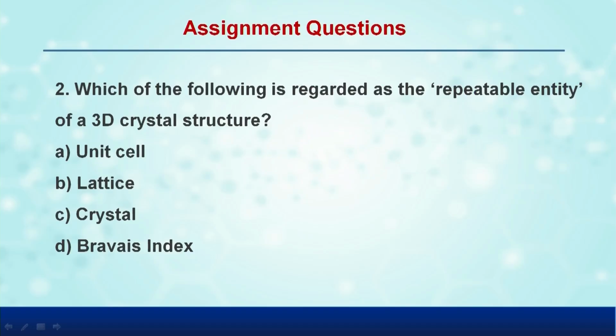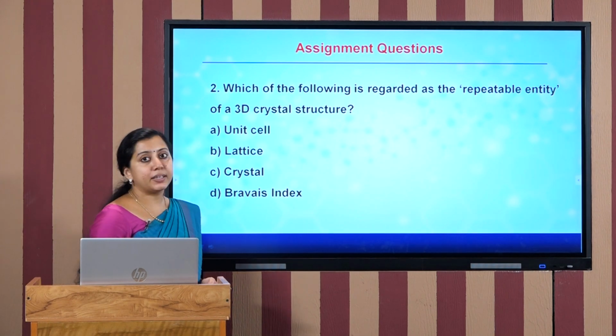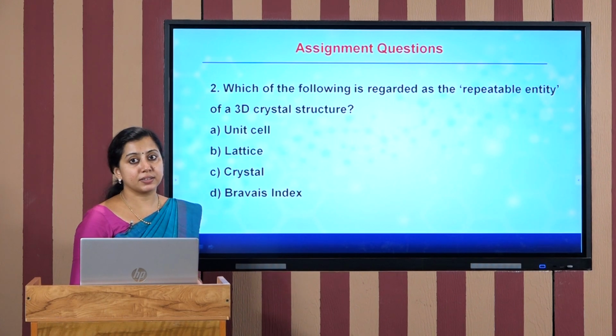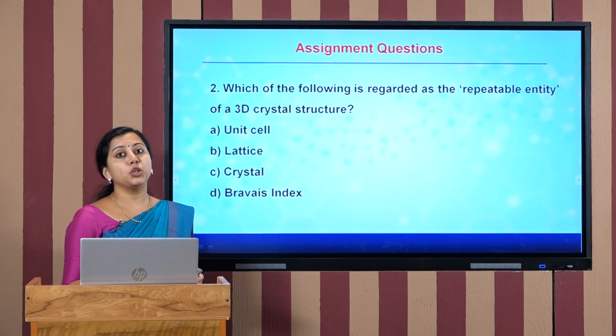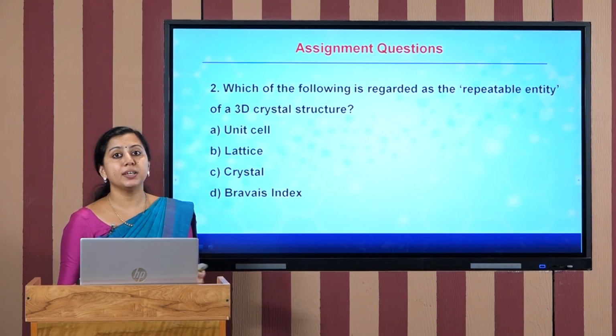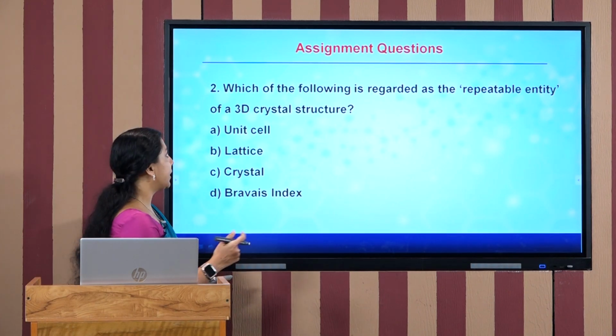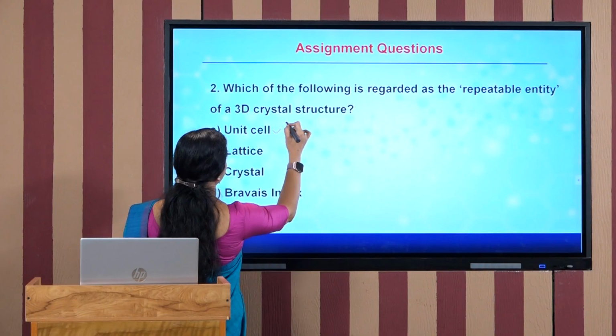Second question, which of the following is regarded as the repeatable entity of a 3D crystal structure? Option A, unit cell, option B, lattice, option C, crystal, and option D, Bravais index. So, the repeatable entity of a 3D crystal structure means when that entity is repeated, you will get the entire 3-dimensional crystal structure, and that entity is nothing but the unit cell.